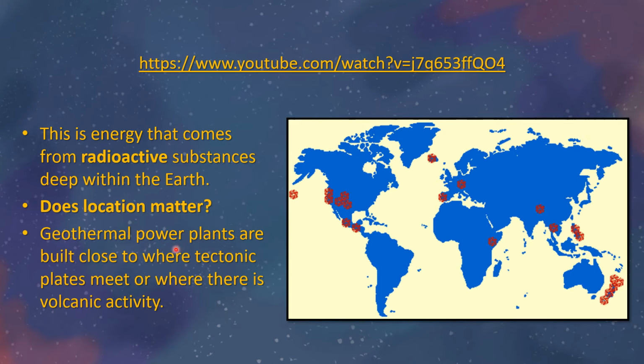Okay, so geothermal power plants are built close to where tectonic plates meet or where there is volcanic activity. So we need gaps in the ground that let the heat up. So you can see all these red dots here are places where we could build geothermal power plants. Okay, Iceland has a lot of geothermal power plants, which we'll go through later on in the PowerPoint.